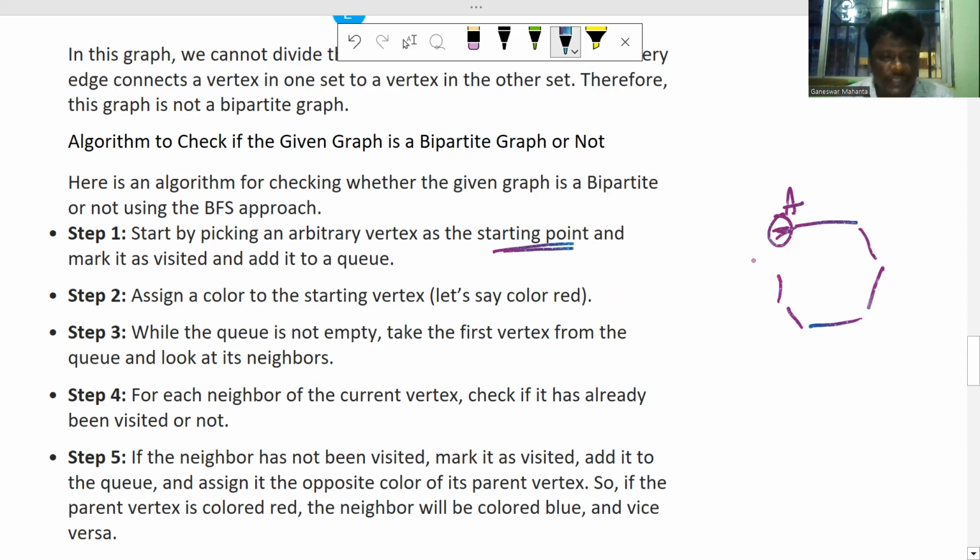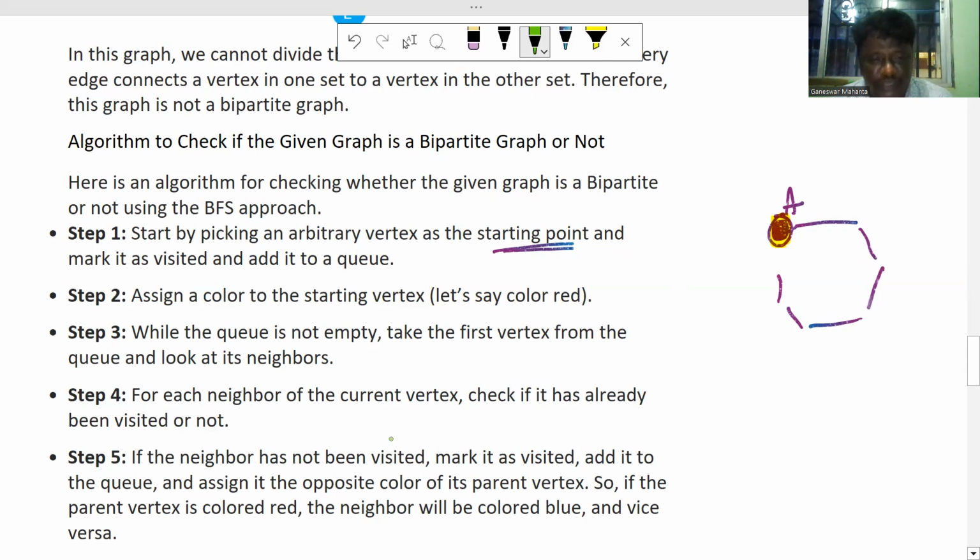Second step, assign a color to the starting vertex. You can just color the starting vertex. When we color this starting vertex, right, we assign a color to the starting vertex. Then that is red in color.